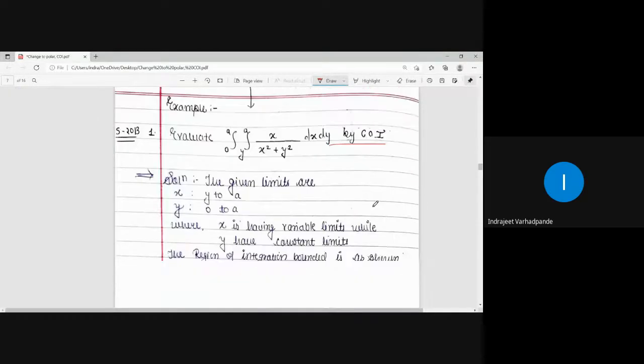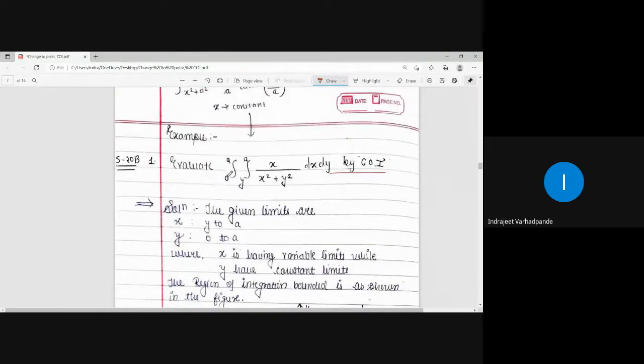So this first question is: evaluate the integral 0 to a, integral y to a, x upon x square plus y square dx dy, by change of order of integration. Now these limits appear in y, means they shall represent variable x. So automatically this particular limits will be for variable y.